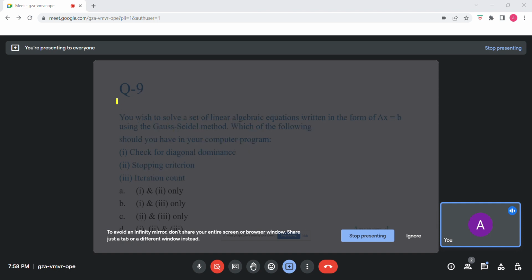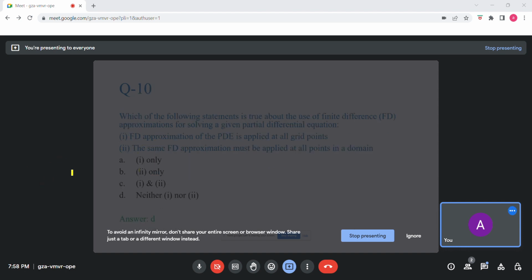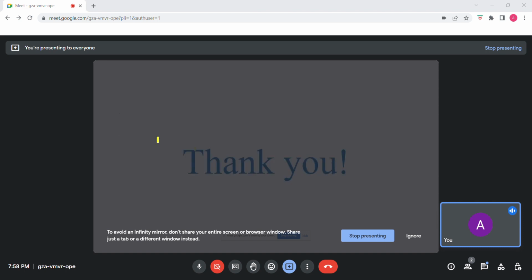For Gauss-Seidel method, we check for diagonal dominance, stopping criteria, iteration count. And for finite difference approximation, the statement that we need not get equation at all points, and that the same FD approximation must be applied at all different points is also false. So both of these statements are false.